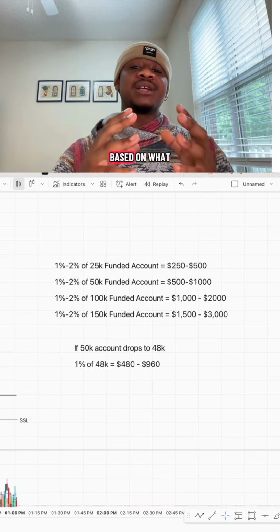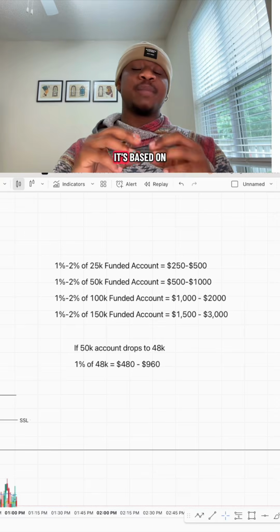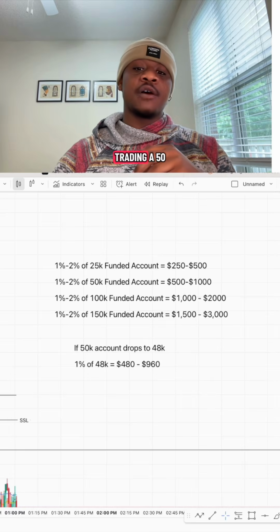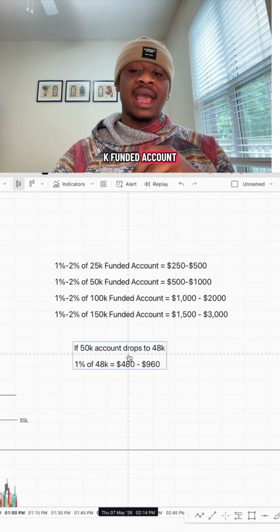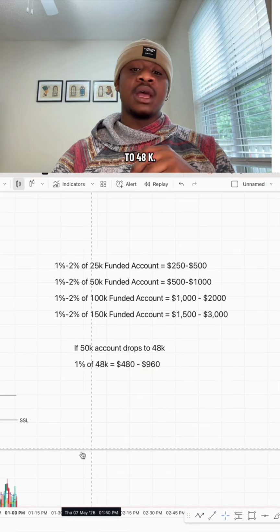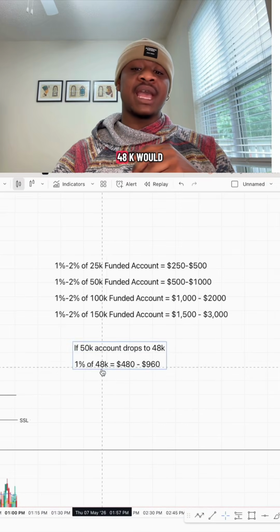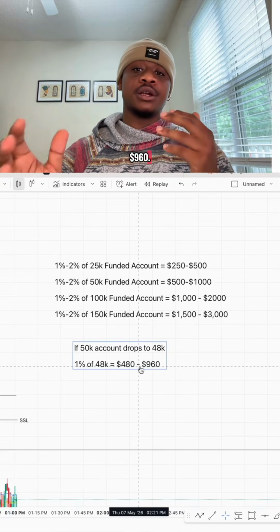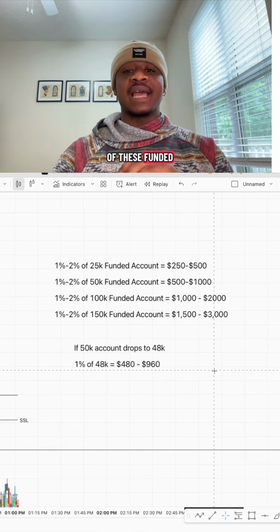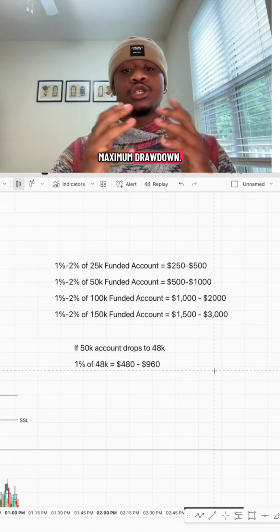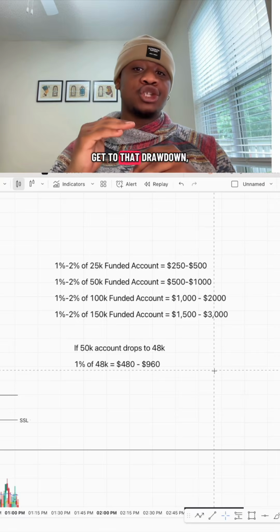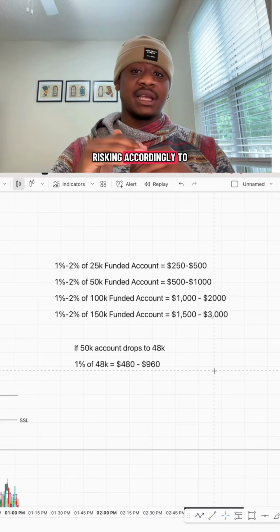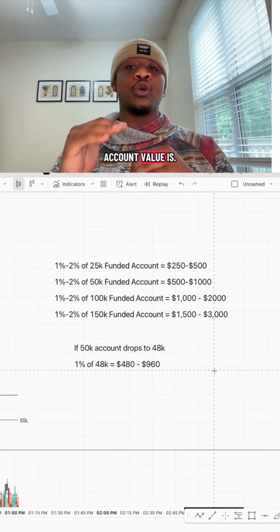I'm not risking based on what I started off with, it's based on my current account value. So let's just say I was trading a 50K funded account and it drops to 48K. Then 1 to 2% of that 48K would be $480 to $960. Remember, a majority of these funded accounts have a maximum drawdown. So, the closer you get to that drawdown, you don't want to be risking more. You want to be risking accordingly to what your current account value is.